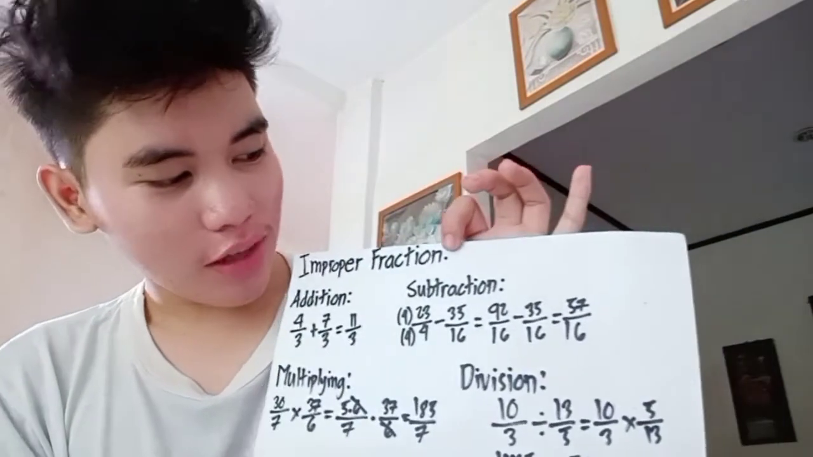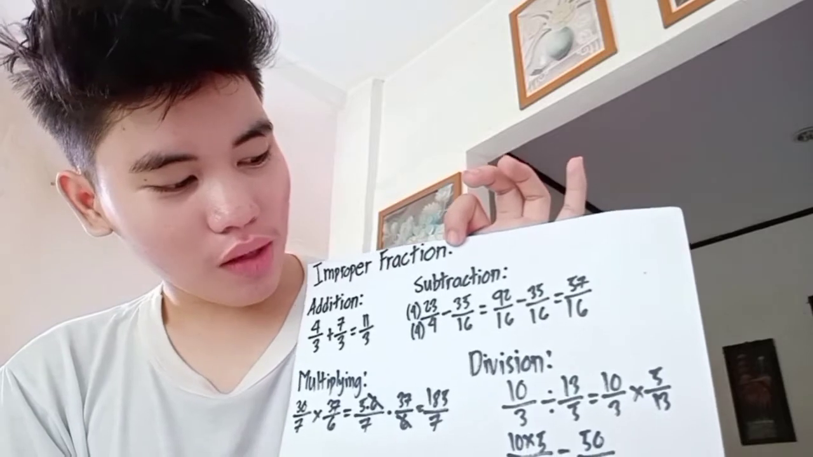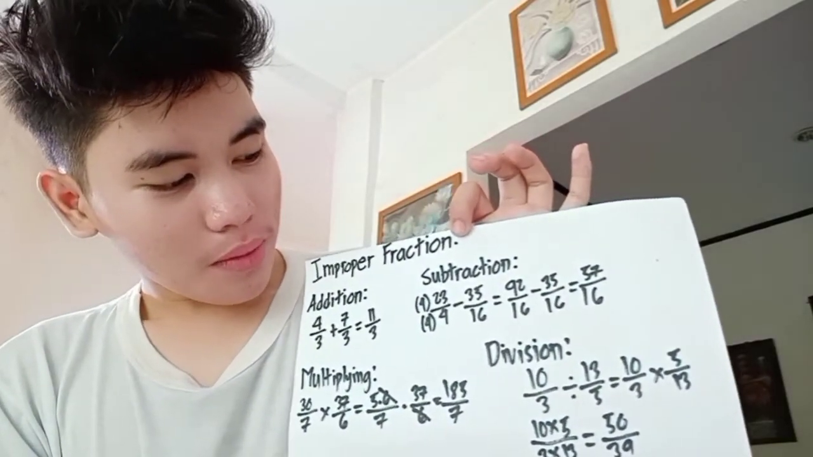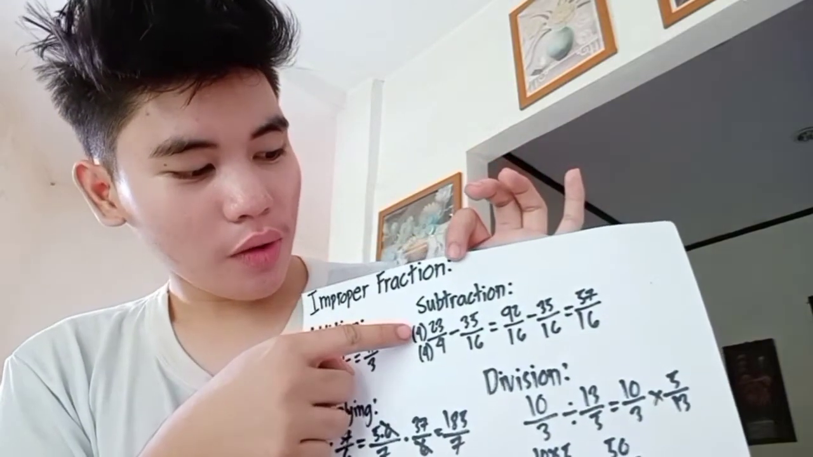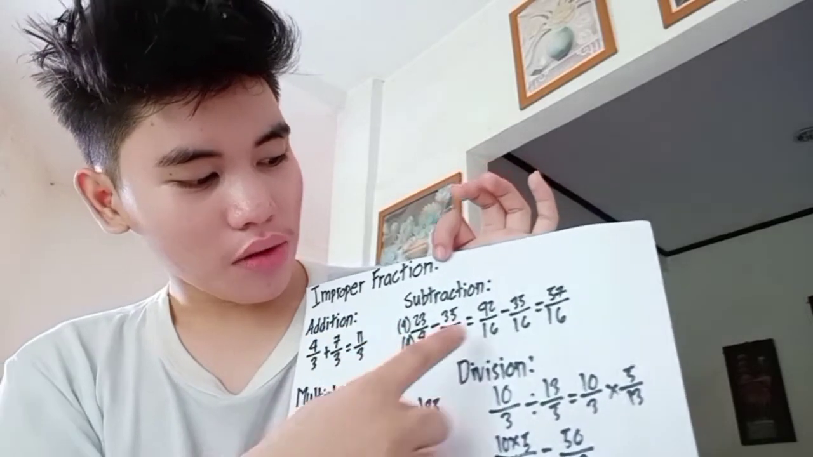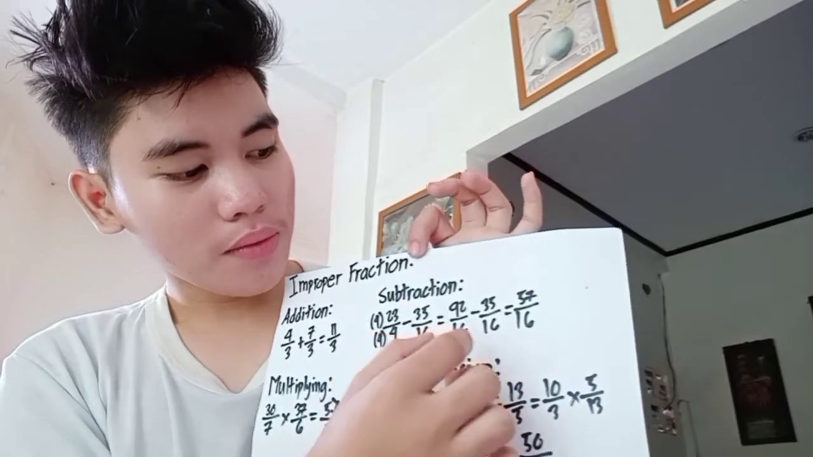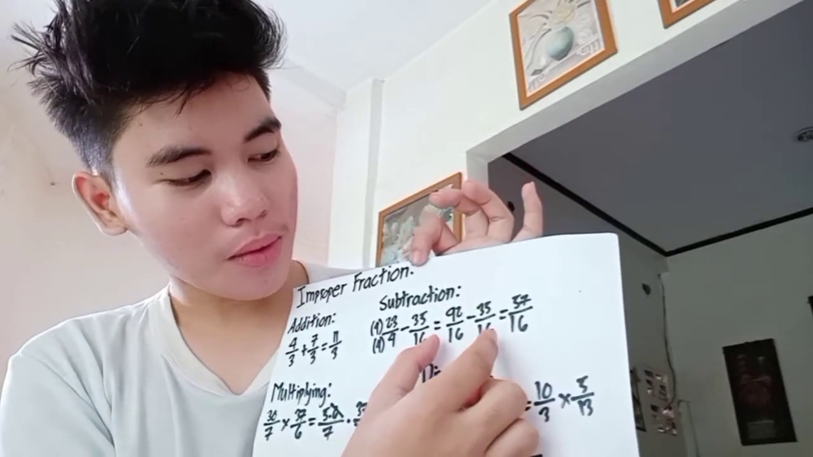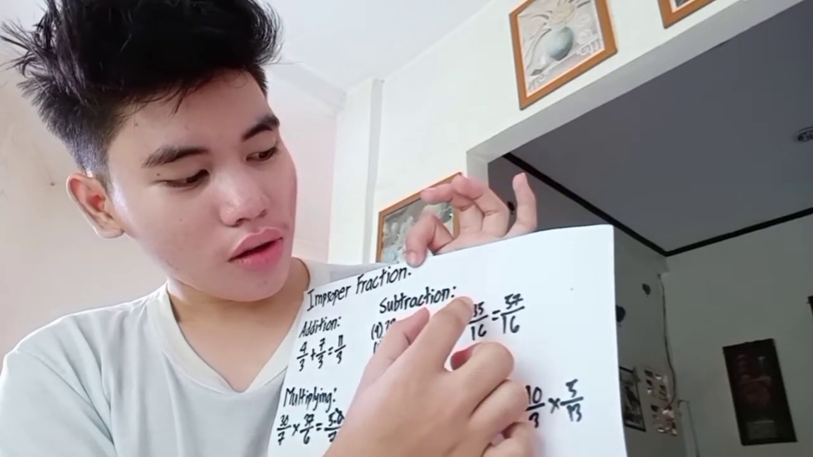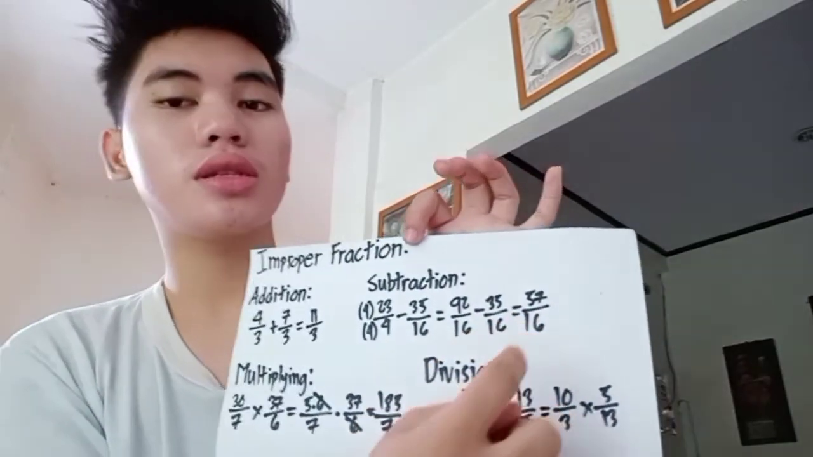My first example for subtraction is 23 over 4 minus 35 over 16. Since we have different denominators, we will multiply the first numerator and denominator by 4. So 23 times 4 is equal to 92 and 4 times 4 is equal to 16. And we now have the same denominator, so we can subtract the numerators, which is 92 minus 35 is equal to 57, and copy the denominator, which is 16.